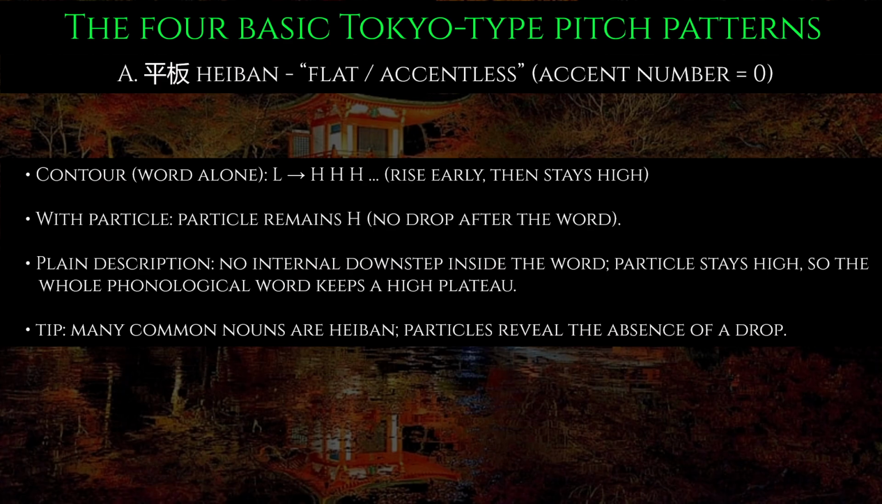First we have the heiban, which means flat or accentless. Now, the contour with the word alone, we're starting low and then high. We have a rise early on and then it stays high. With the particle, it remains high because there is no drop after the word, and since we started low, we are not falling again. So, we have no internal downstep inside the word. The particle stays high, so the whole phonological word keeps a high plateau.